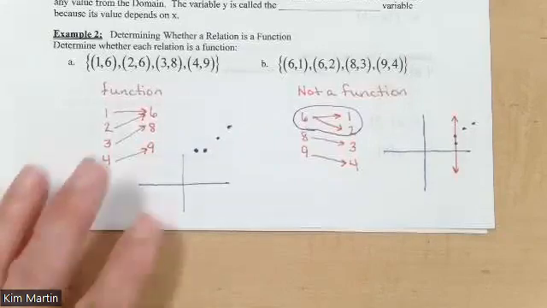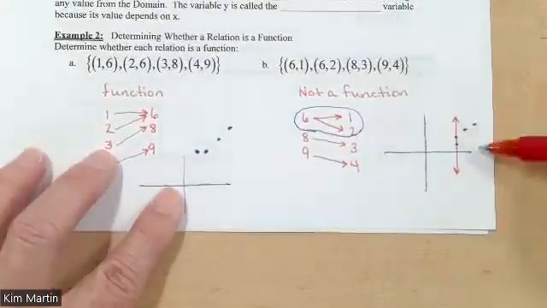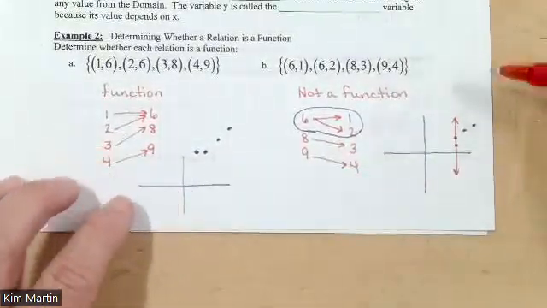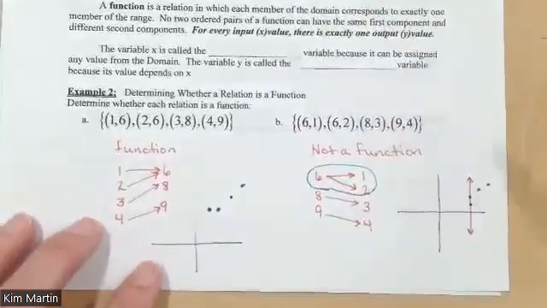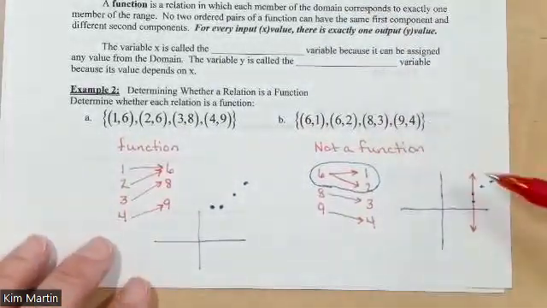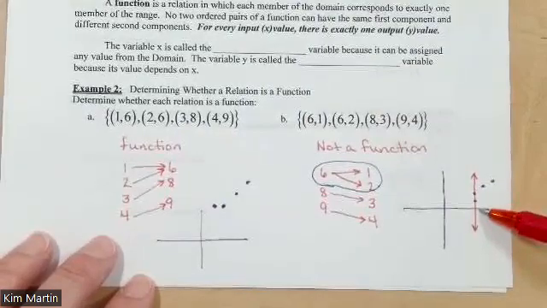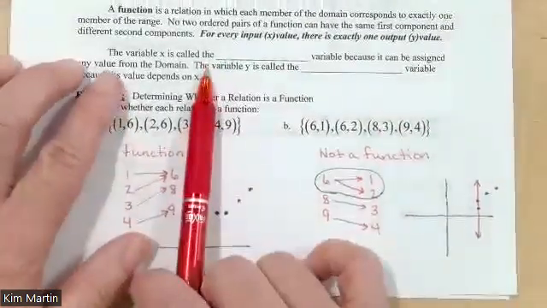So if you do the vertical line test, and Allie, I'll send a picture of this page later. If it touches at 2 points, it's not a function. Okay, I skipped this up here.